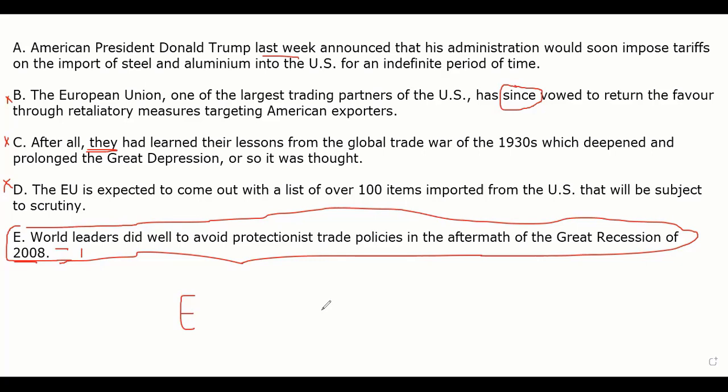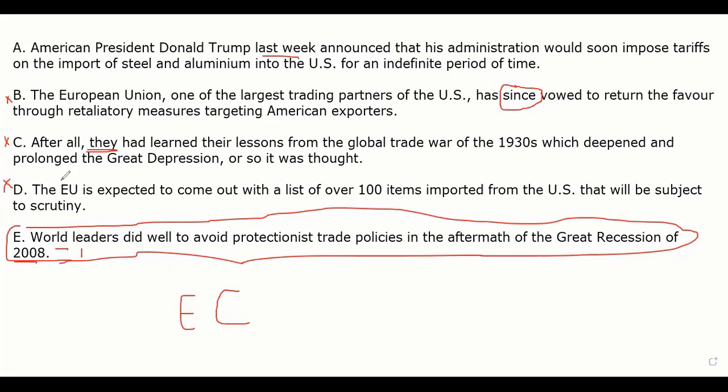Yes, sir. The European Union, one of the largest trading partners of the US, has since vowed to return the favor. We cannot say "they," correct? Yes, the European Union will be counted as singular. There's the problem. A and B cannot happen. The EU is expected to come out with a list of over 100 items. That is totally out of context. That is why, as Abhinav you said, C is the next one.